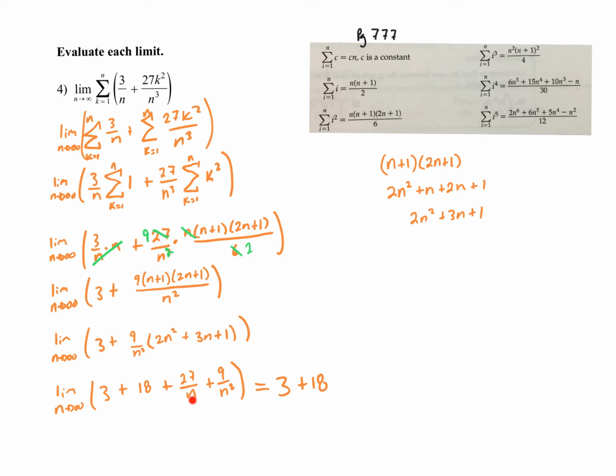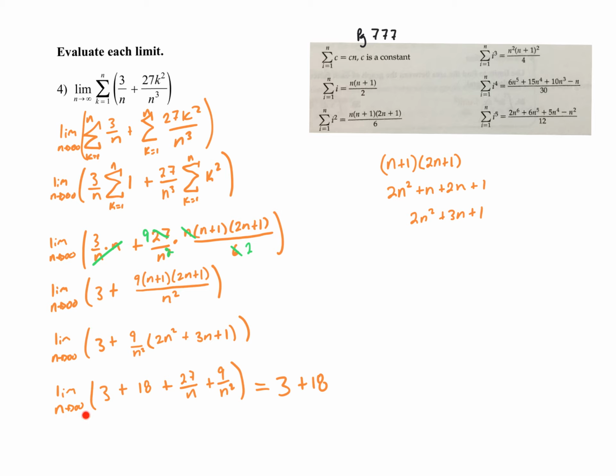How does 27 over n behave? Well, think about some constant number, say 27, and I divide it amongst 5 people. Everyone gets more than 5. If I divide it amongst 10, now you're getting 2.7. If I divide it amongst 100, now you're getting 0.27, right? 27 cents.